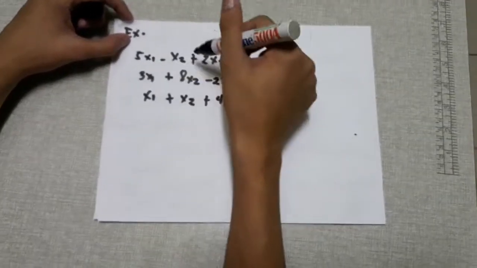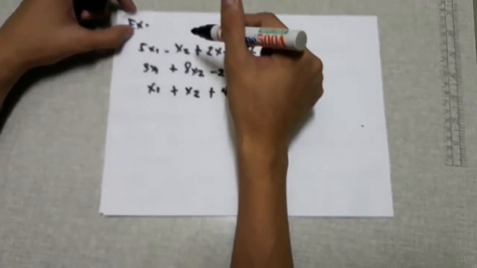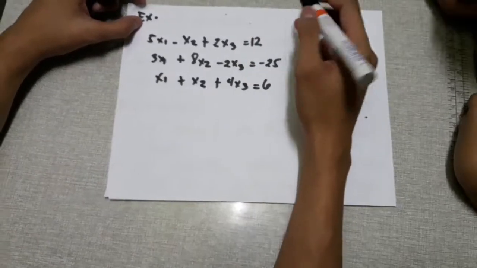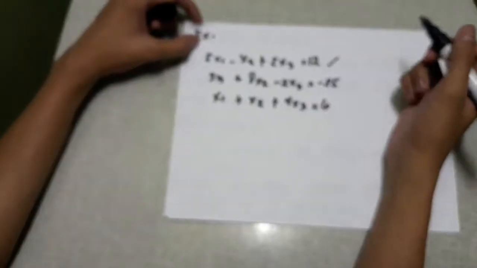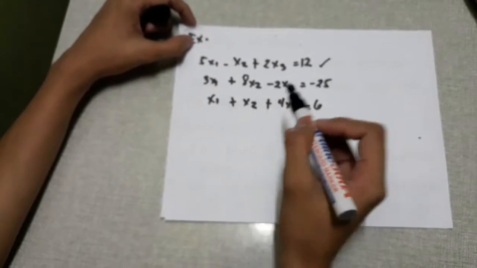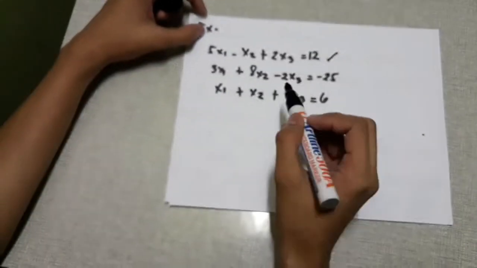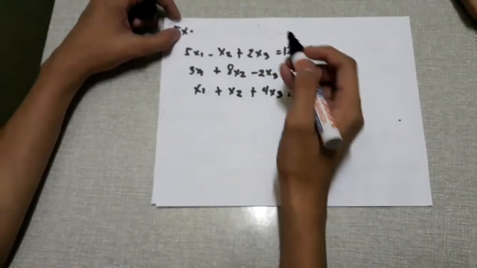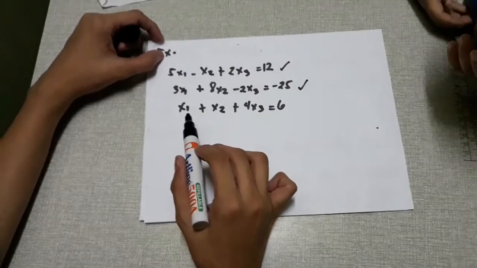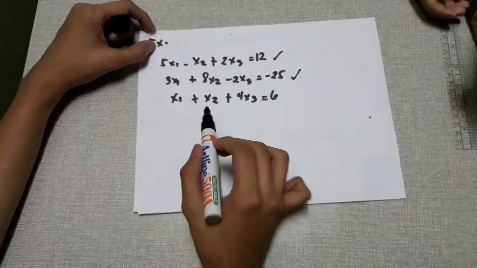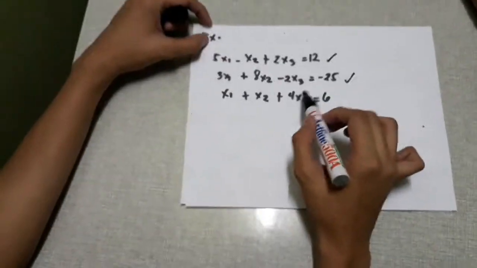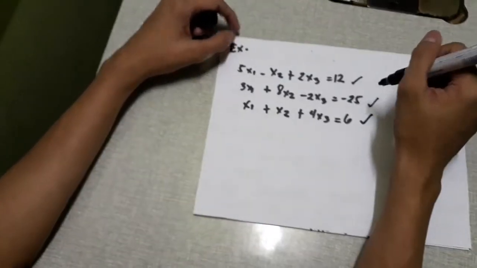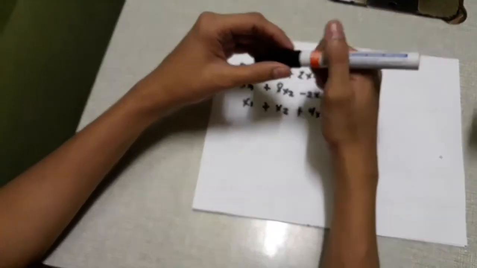When we check for diagonal dominance, we add the other coefficients: negative 1 plus 2 is equal to 1, and 5 is greater than 1. So we can say that this equation is right. Then 3 plus negative 2 is equal to 1, and 8 is greater than 1. So it's checked. Then for the last, 1 plus 1 is equal to 2, and the 4 here is greater than 2. So we can say that this system is diagonally dominant, and we can perform Gauss Seidel.